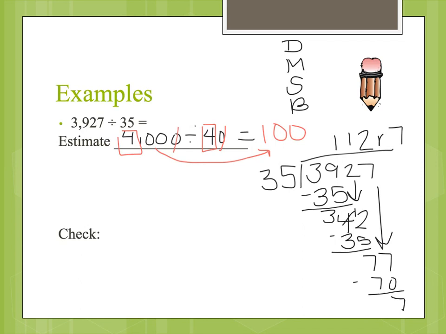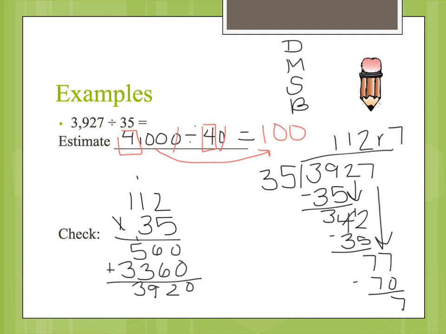Now, remember I told you the beautiful thing about division is you can always check and see if you have the right answer. So let's check. Take the whole number of the quotient, that's 112. Multiply it by the divisor, that's 35. When I multiplied that out, I got 3,920. But remember, I still have to add in my remainder, which is 7. 3,927. When I checked, it matches my original dividend. Good to go.